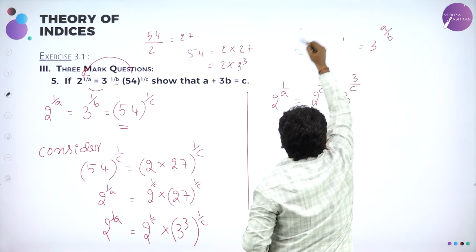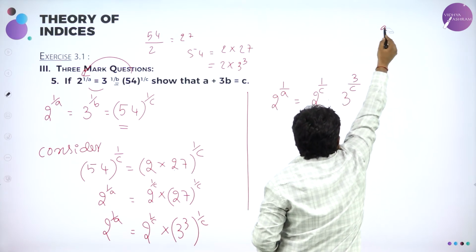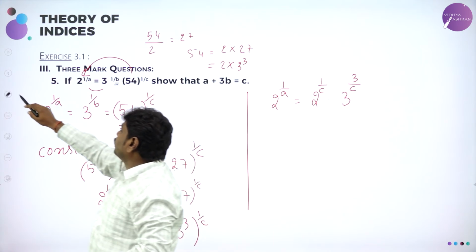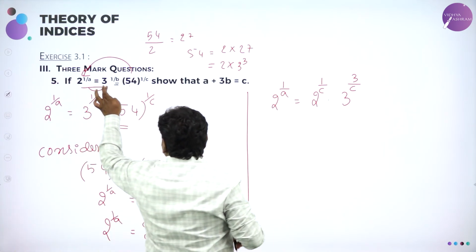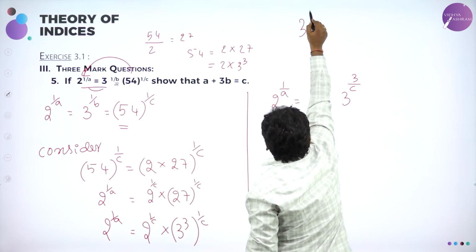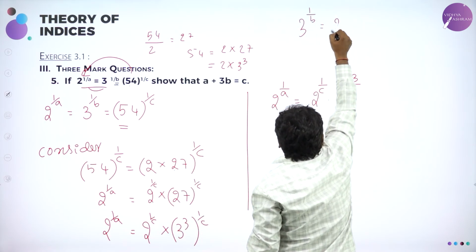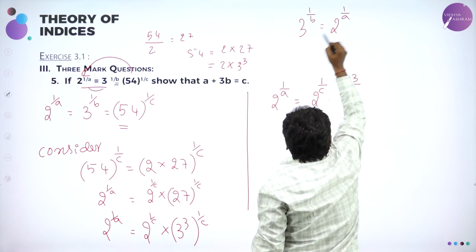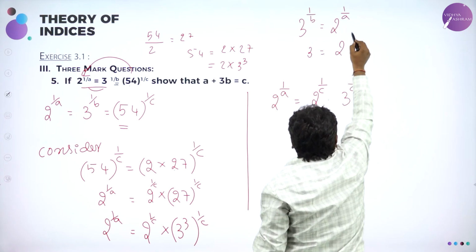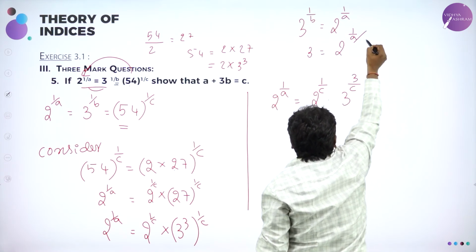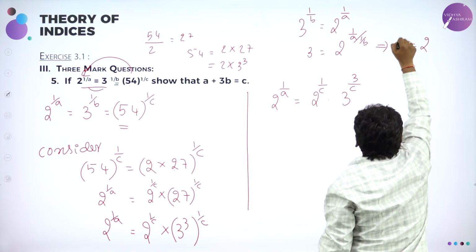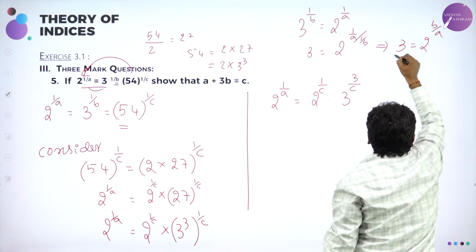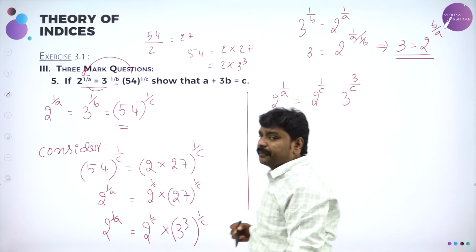Get 3 in terms of 2, because the bases should always be the same. I will convert everything in terms of base 2. To do that, look at the first equation: 3 power 1 by b is 2 power 1 by a. So 3 is 2 power 1 by a divided by 1 by b, which implies 3 can be written as 2 power b by a. So instead of 3, you can write 2 power b by a.